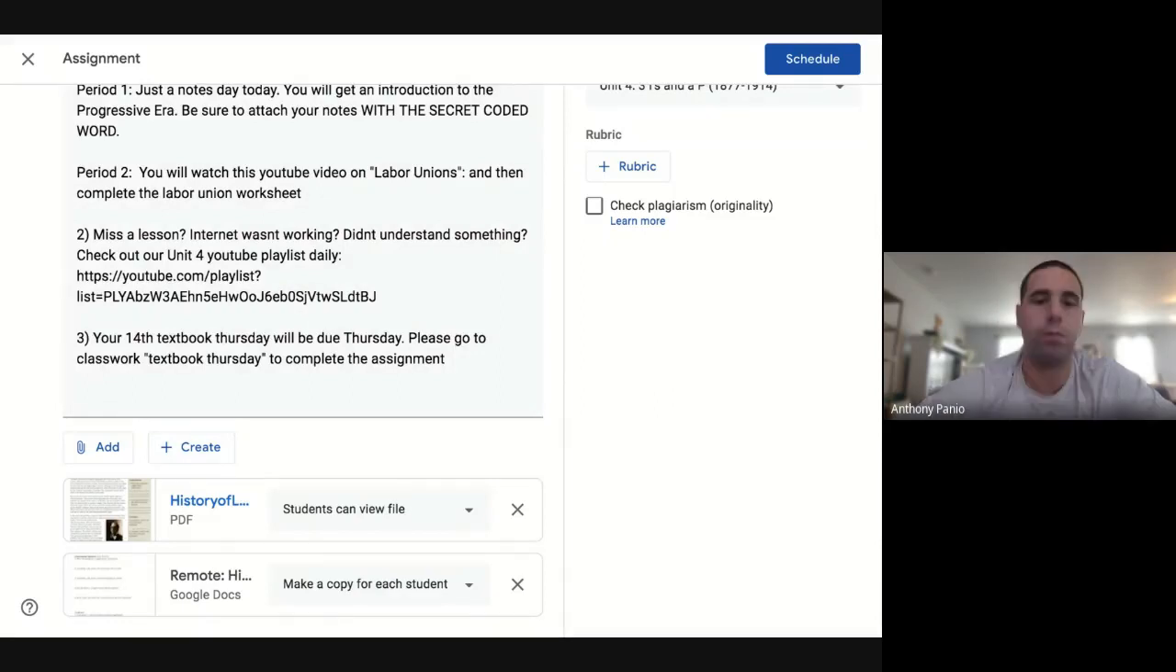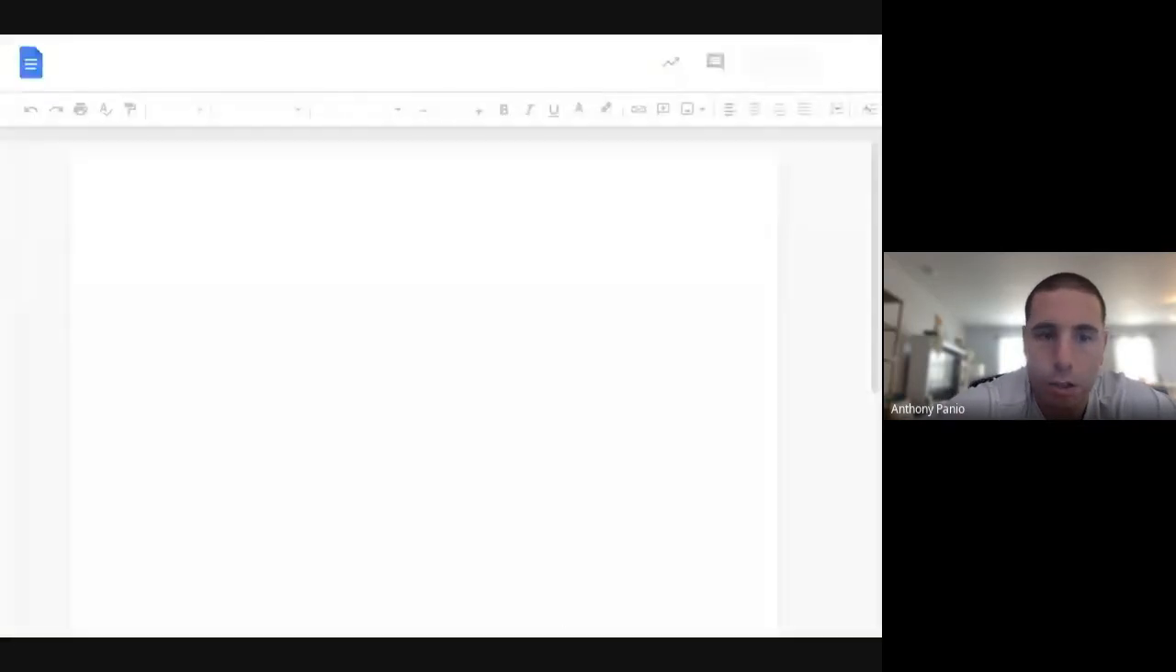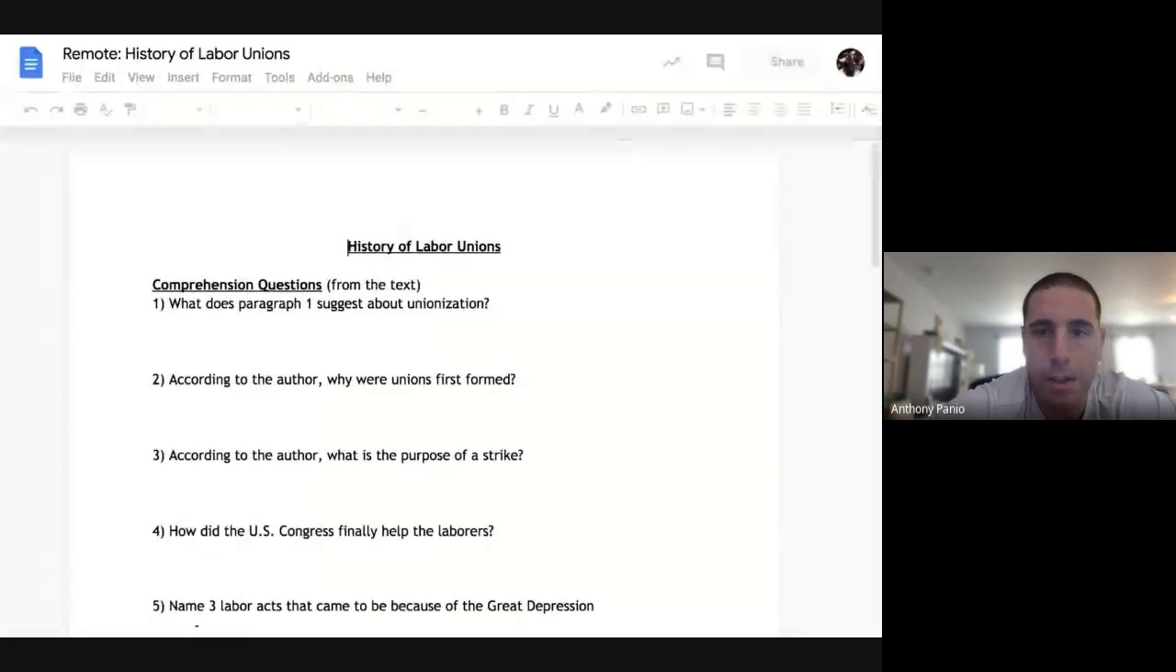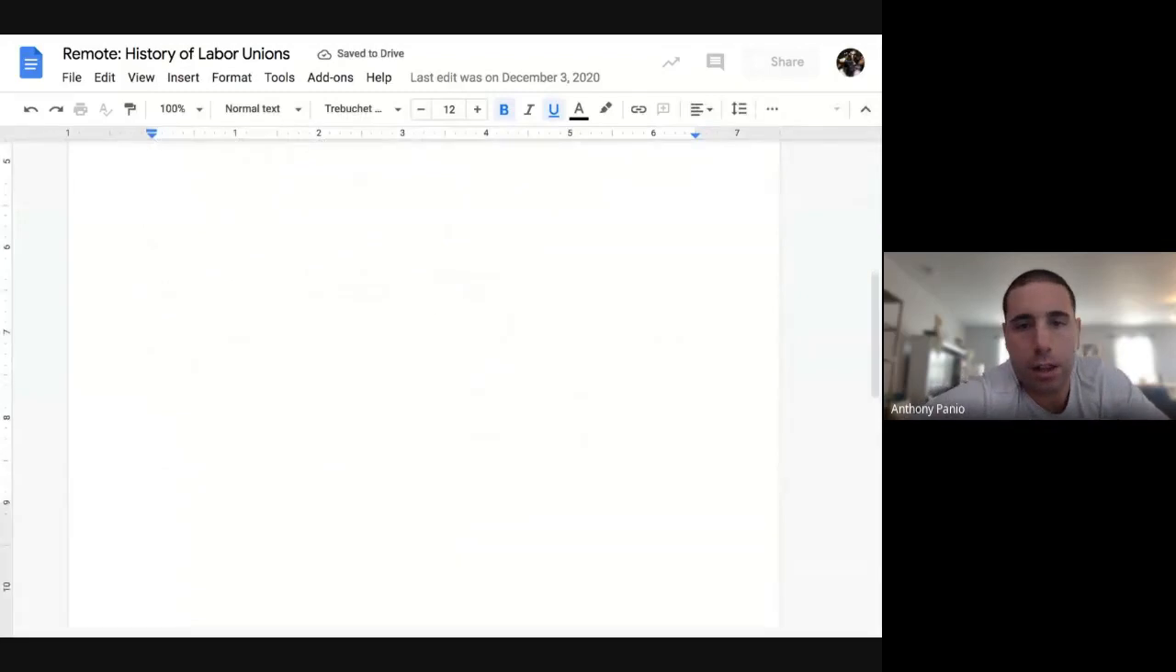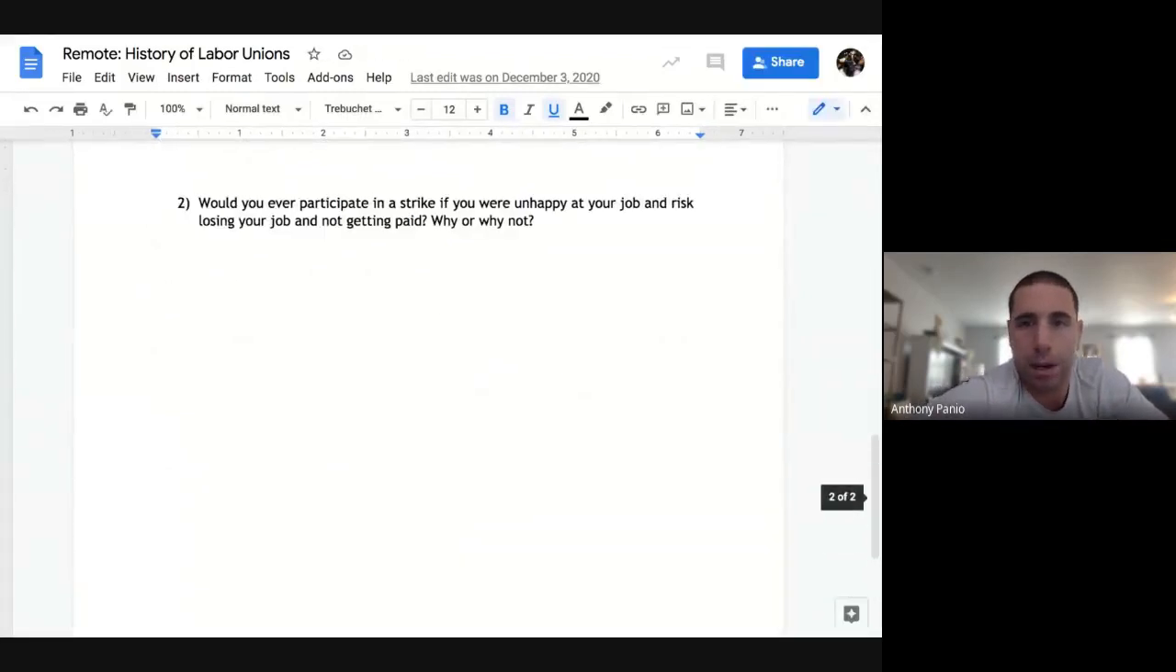There's a reading here with some questions here on the right. There's a reading here with questions on the right. You don't do the questions on the right. I repeat, you do not do the questions on the right. You're just going to do the questions on the Google Doc. So when you click on the reading, it will pop up, and then you're going to answer the comprehension questions, vocabulary questions, and then the 2 analysis questions at the bottom.